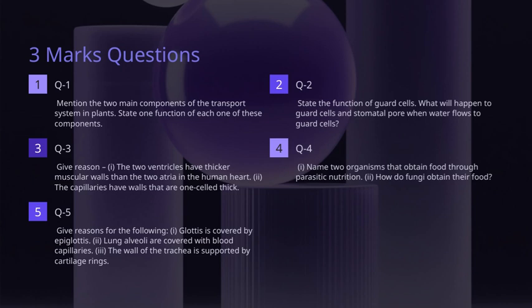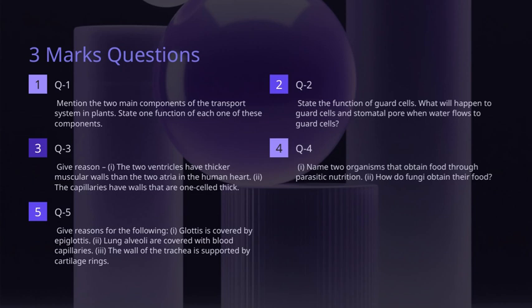Lastly, the wall of the trachea is supported by cartilage rings to keep the airway open and prevent collapse during breathing. Now, considering the human heart, why do the 2 ventricles have thicker muscular walls than the atria? Because ventricles need to pump blood forcefully to the lungs and the rest of the body, requiring more muscular strength.